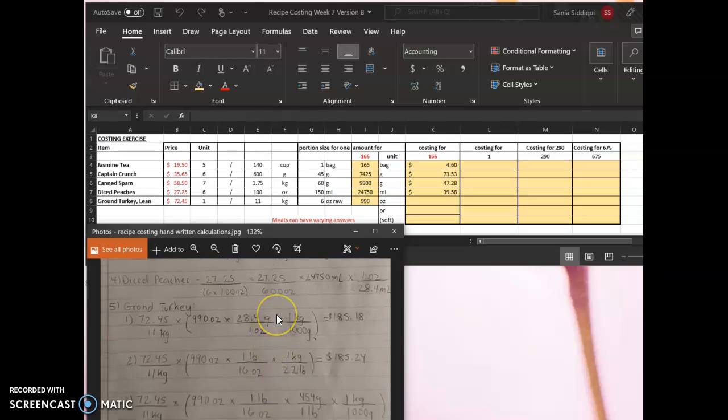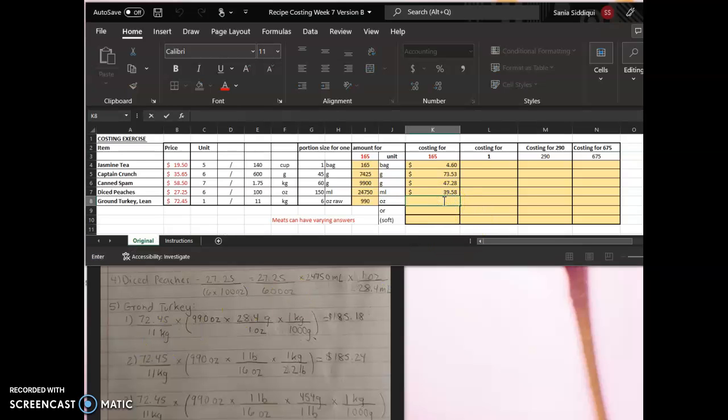Last but not least, we have turkey. Because meat comes in varying amounts, we actually have 3 different ways of solving this. All 3 ways start off the same. We're going to take the price per unit and divide it by the unit, which is 11 kg. So we would take 72.45.